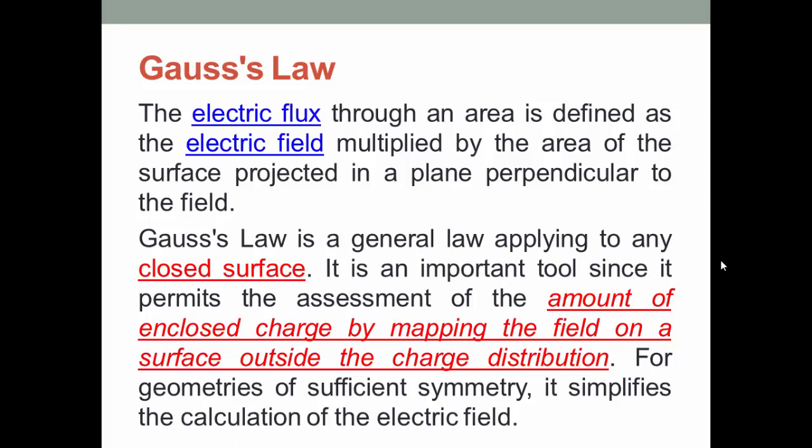Gauss's law is a general law applying to any closed surface. We see here that Gauss's law is applied on a closed surface. It is an important tool since it permits the assessment of the amount of enclosed charge by mapping the field on a surface outside the charge distribution. For geometries of sufficient symmetry, it simplifies the calculation of the electric field.